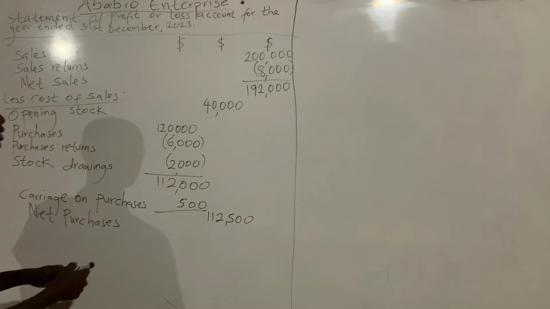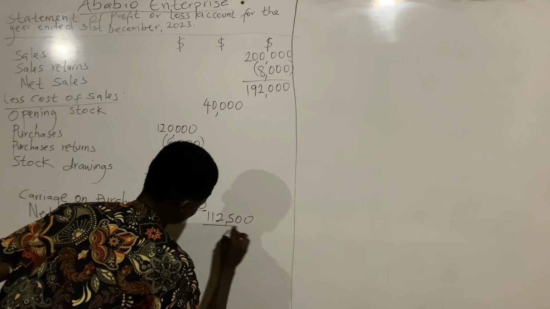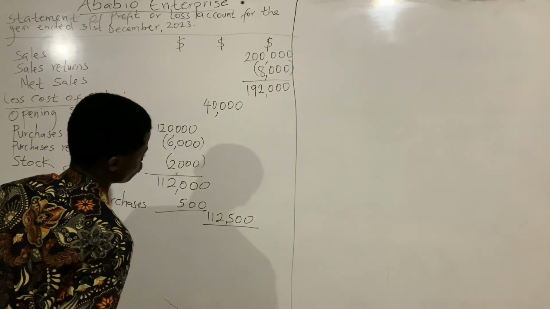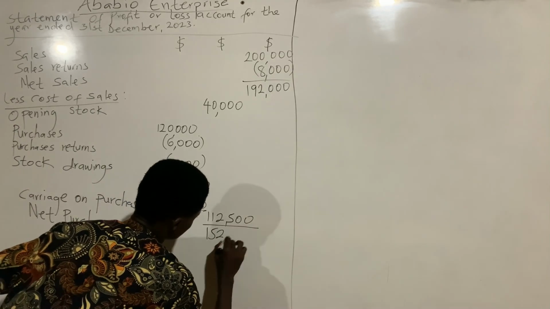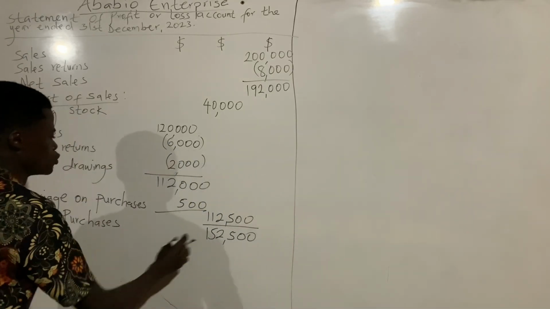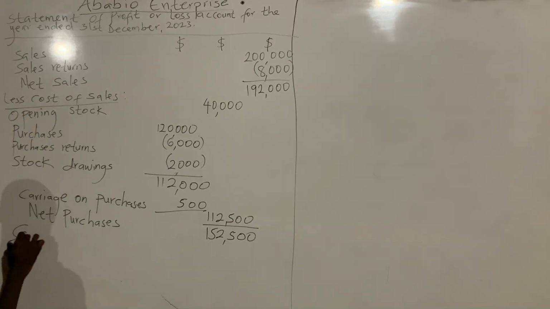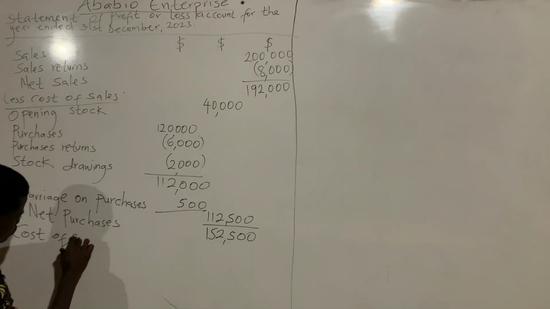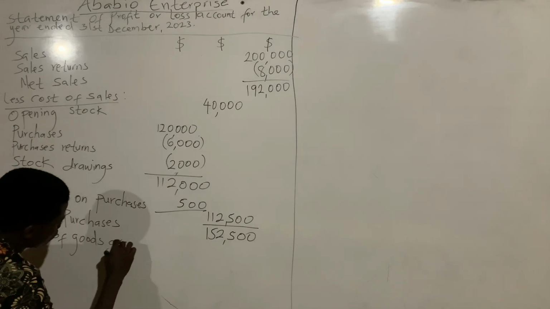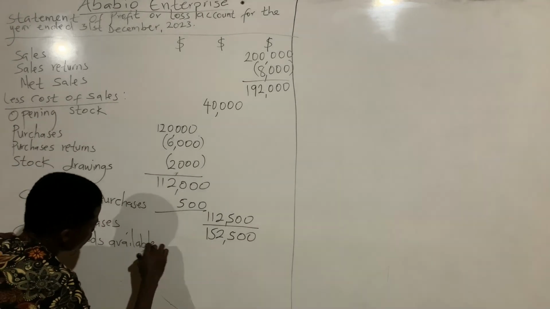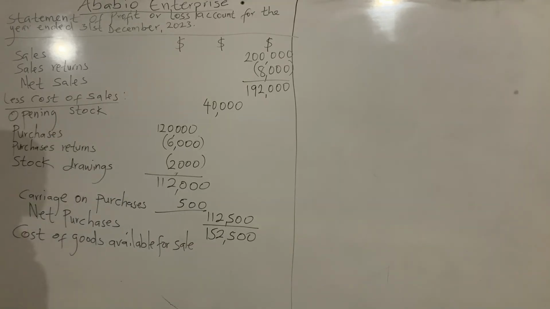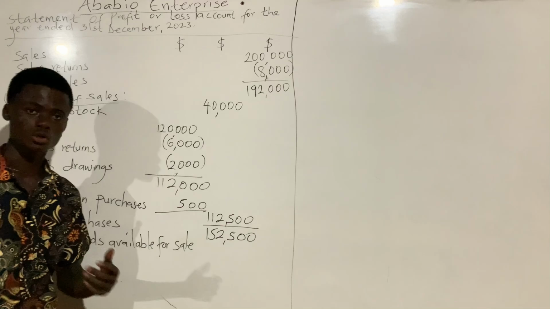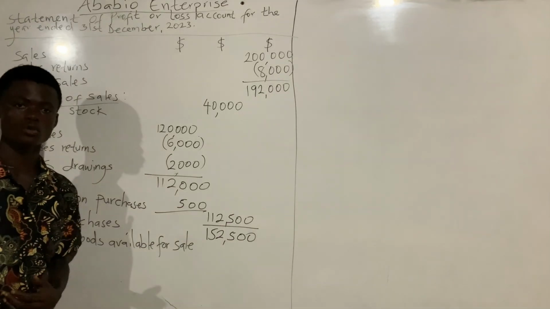So let's add the net purchases to the opening stock. So when you add $112,500 to $40,000, you get 152,500. So this is what's referred to as the cost of goods available for sale. The cost of goods available for sale. So after getting your cost of goods available for sale, then you look for your closing stock to subtract the closing stock from it to get the cost of goods sold.